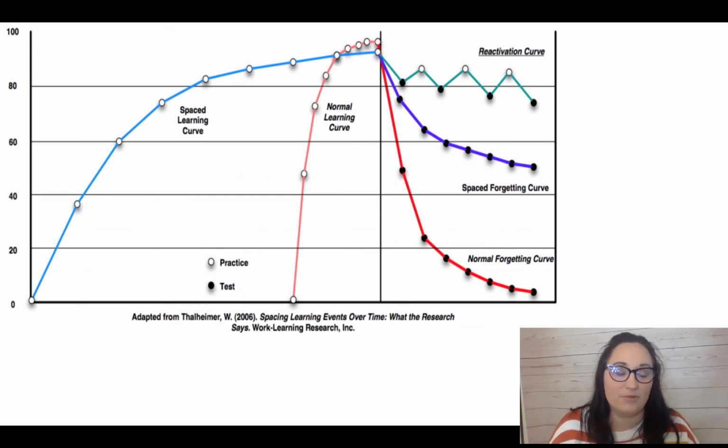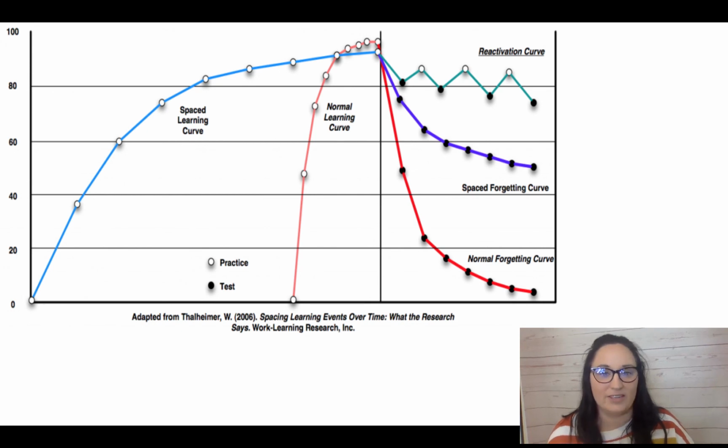So here is someone who studied using spaced learning, the blue line. Normal learning is that peachy color. And then after whatever they had to do it for, the normal forgetting curve is very immediate with a huge drop, but the spaced forgetting curve is much higher. Now, of course, reactivation. If you keep testing yourself, that actually is the best way to keep that information.